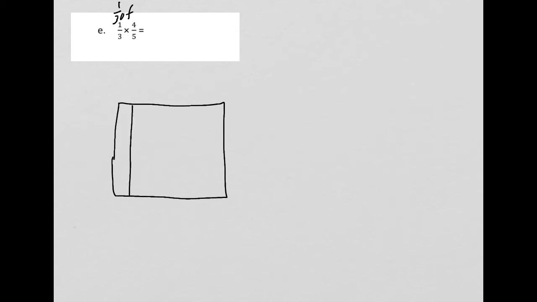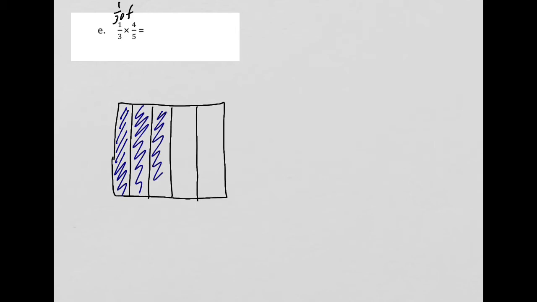Let's try another one. 1/3 of 4/5. So actually a very similar idea. I'm going to draw my brownie pan. And I'm drawing it to represent my 4/5 because this is the same thing as saying 1/3 of 4/5. 1, 2, 3, 4. And I have 4/5 worth of brownies left in my pan.